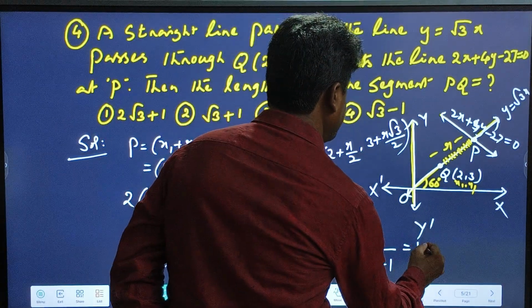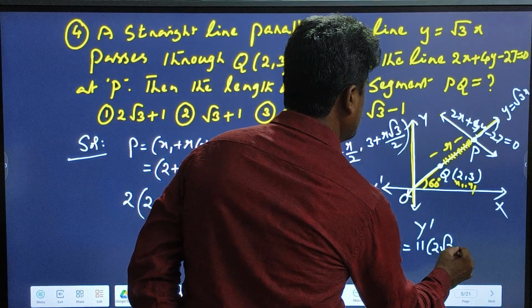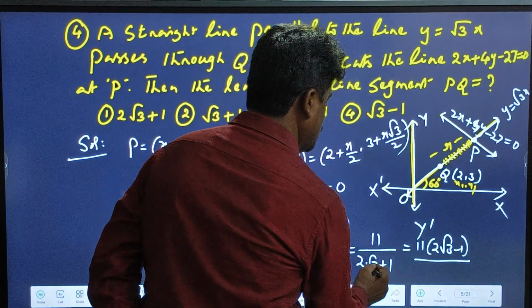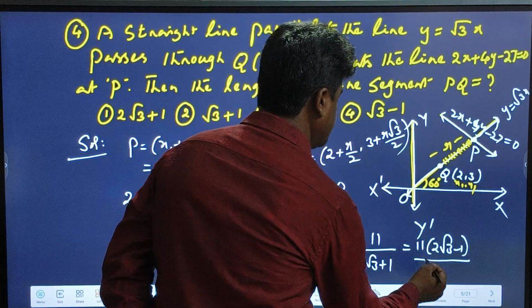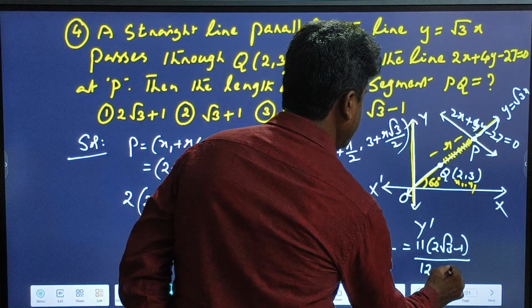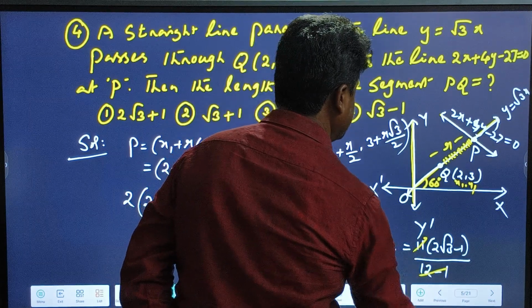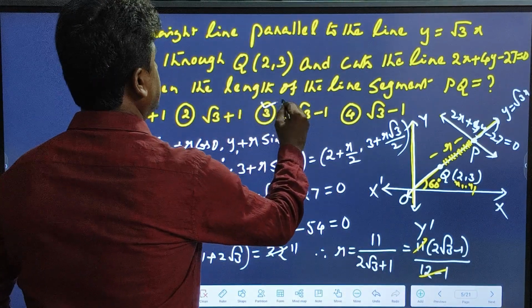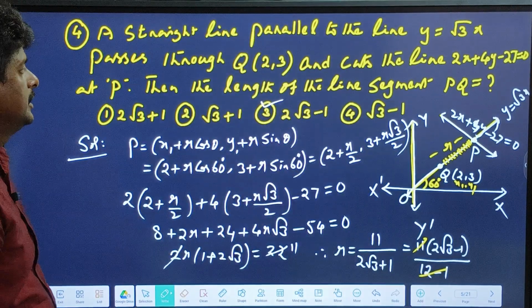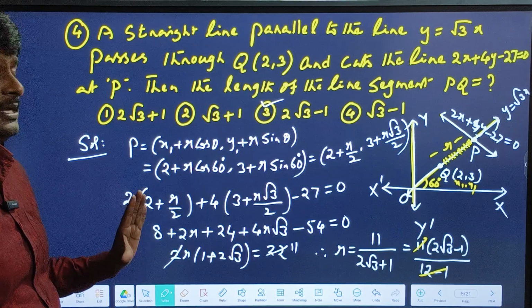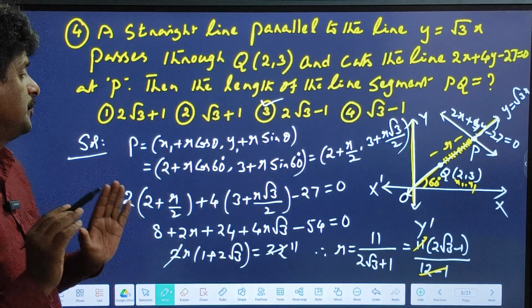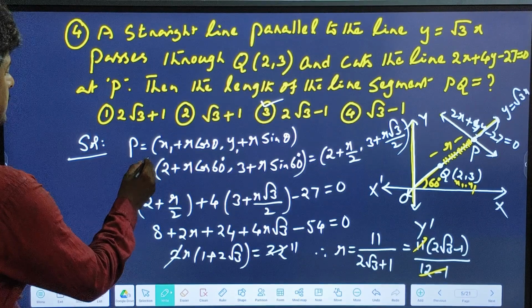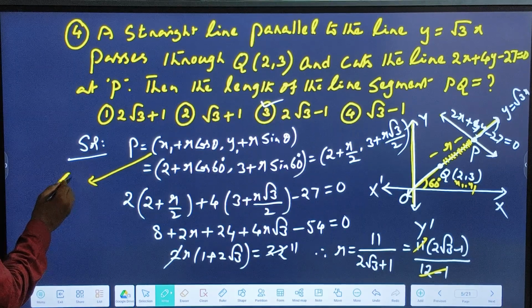Rationalizing the denominator: 11 into (2 root 3 minus 1) by (2 root 3 plus 1) into (2 root 3 minus 1), which is 12 minus 1. This gets cancelled. 2 root 3 minus 1 is the right answer. So option 3 is the right answer. Very, very important model. This is called a parametric point.